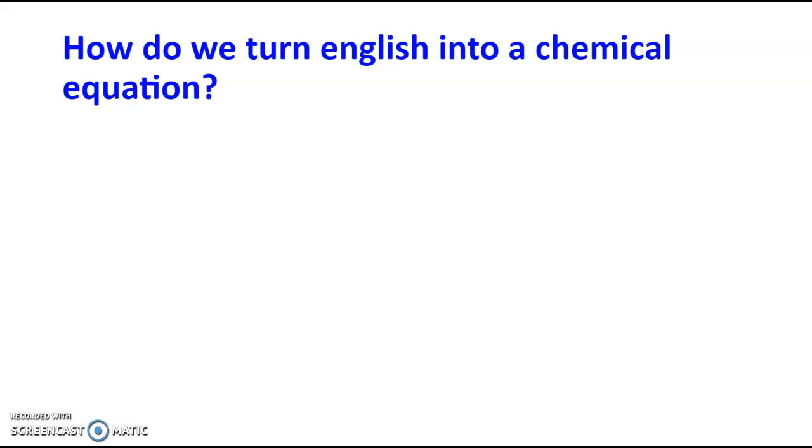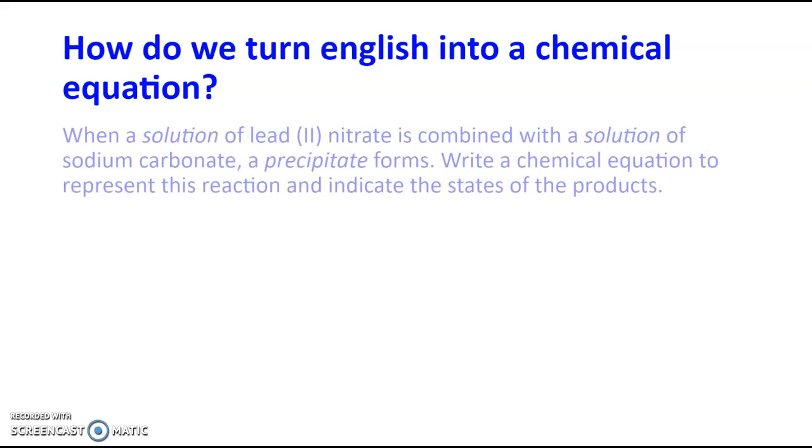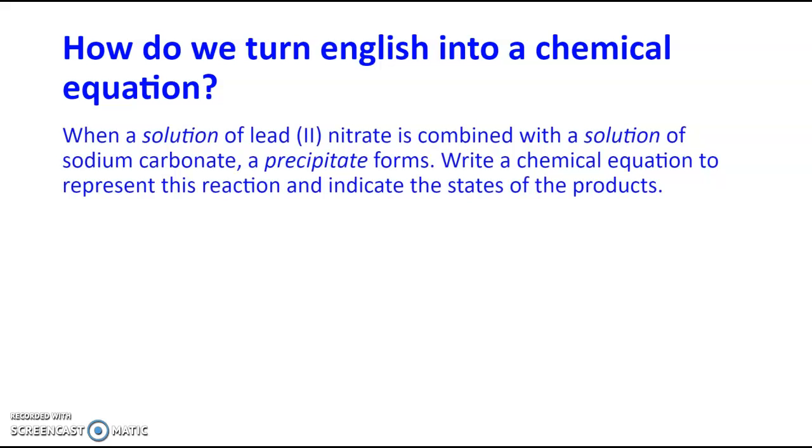So then how do we turn the English into a chemical equation? Because sometimes we write equations using our words and not the symbols. If we want to do that, we're going to look at this example: when a solution of lead(II) nitrate is combined with a solution of sodium carbonate, a precipitate forms. Write a chemical equation to represent this reaction and indicate the states of the products. We're going to have to do that in part 2 because we are out of time.